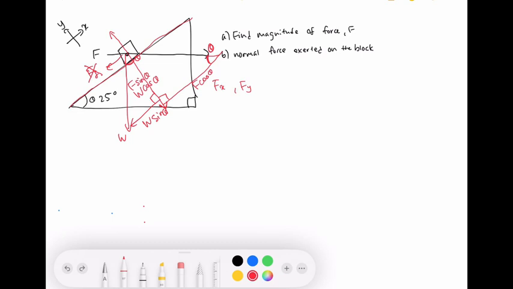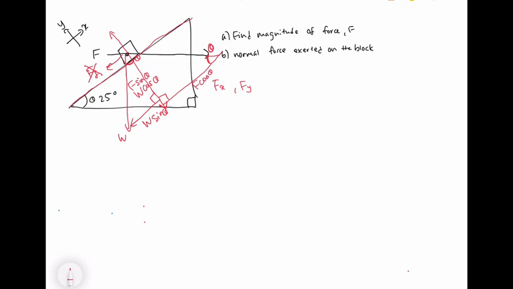Alright, now what do we do? To draw this more clearly, I like to redraw my free body diagram one more time. I have my N here, I've got F sin theta here, and W cos theta here, and then on the right side I have F cos theta, and on the other side I don't actually have anything. Alright, that's my free body diagram. That looks good. So we can now solve the first question, which is to find the magnitude of force F.